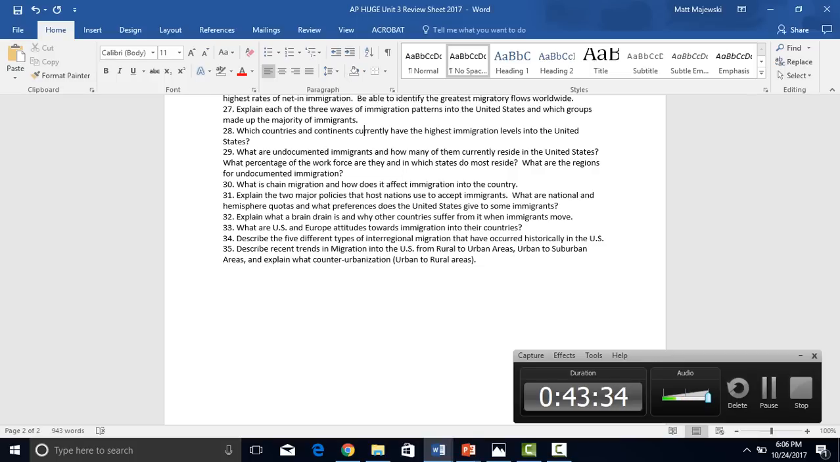Number 33. What are U.S. and European attitudes towards immigration into their countries? Okay. Well, generally Americans and Europeans want there to be stricter guidelines. They want the borders better protected. At the same time, they want paths towards residency and citizenship for most undocumented immigrants that are already here. And both the U.S. and Europe have a reputation for wanting immigrants to assimilate, to blend into culture as quickly as possible.